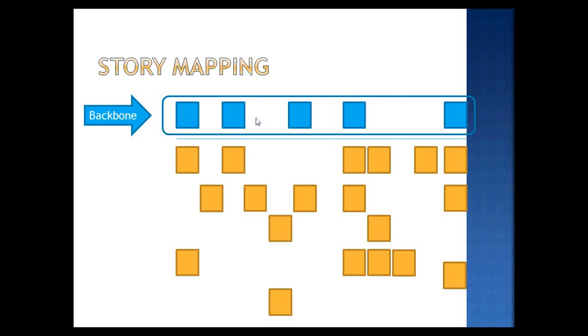On the horizontal, you have time. So if someone was coming in to start using your system, this is the horizontal time, how they would go about using it. On the vertical, you deal with the frequency of use.